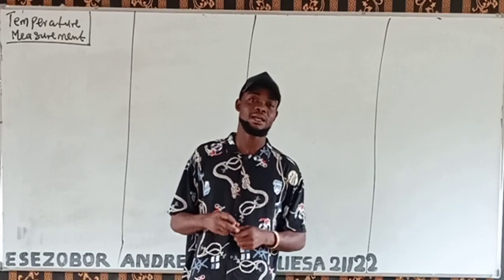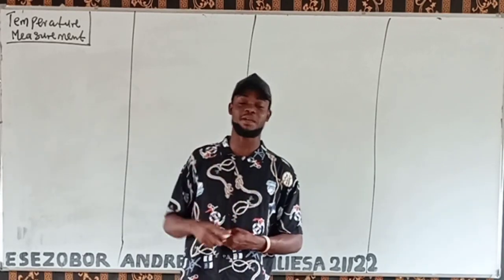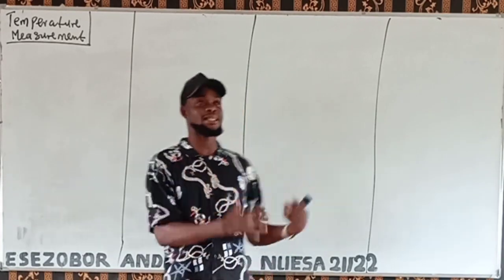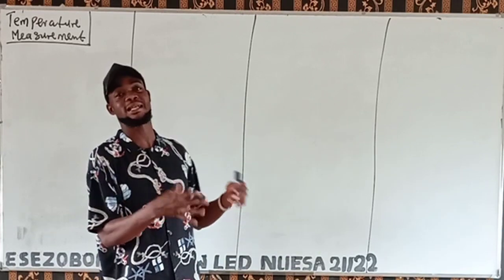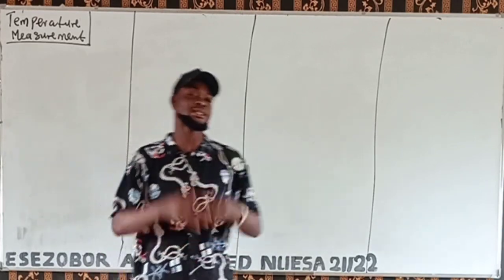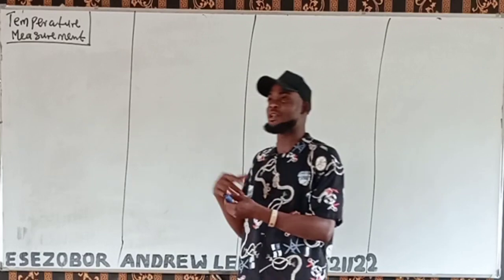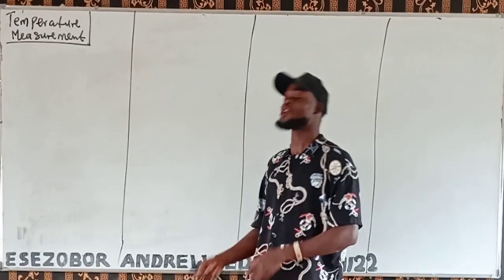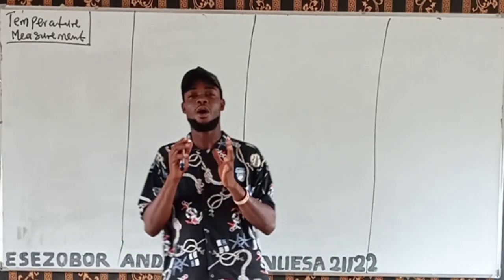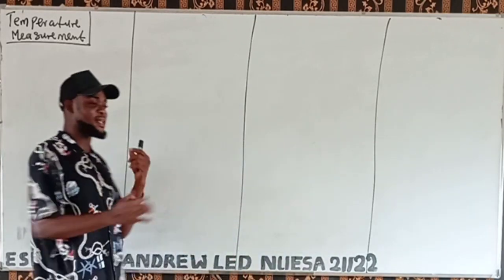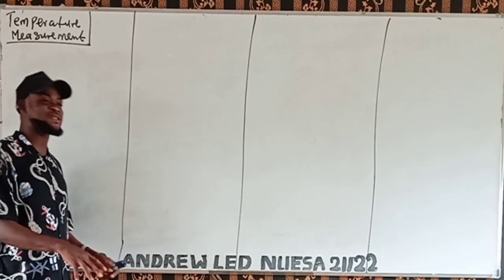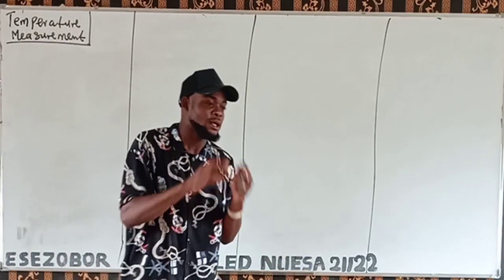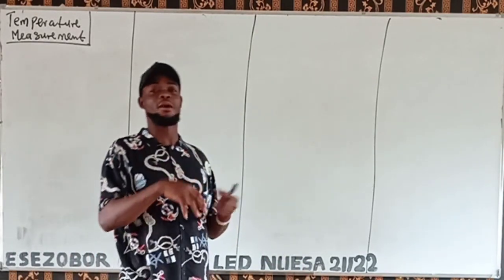Now let's look at temperature. What is the meaning of temperature? Temperature, as I said in elementary physics, is the degree of hotness and coldness of a body. What is the meaning of degree of hotness and coldness of a body? It means that temperature is a physical quantity or property that characterizes the state of thermal energy in a body, or that characterizes the thermal state of a body.